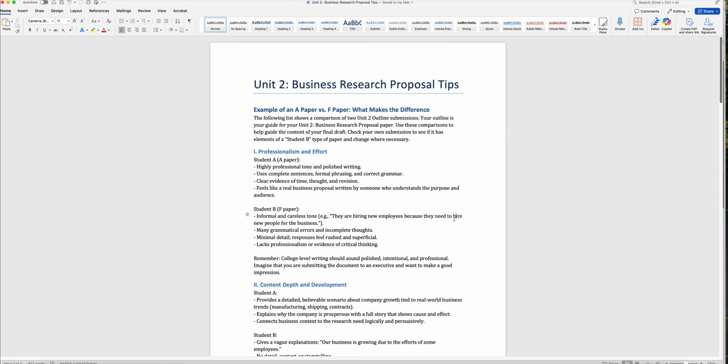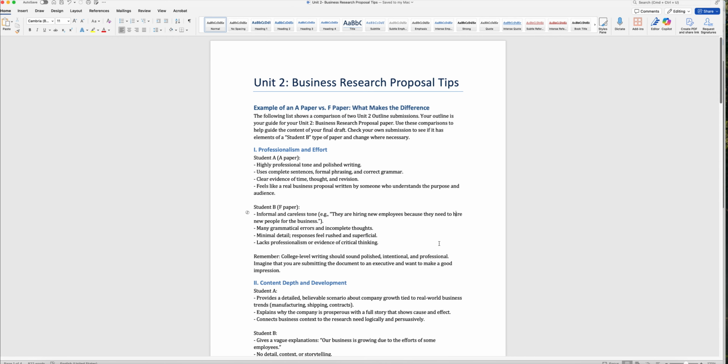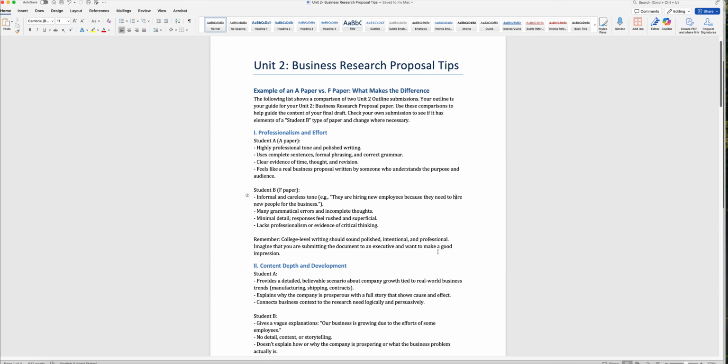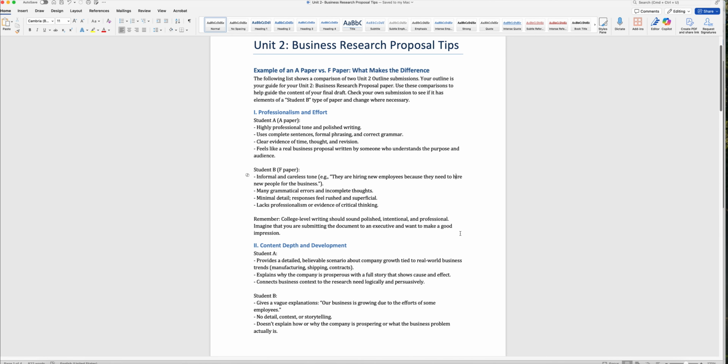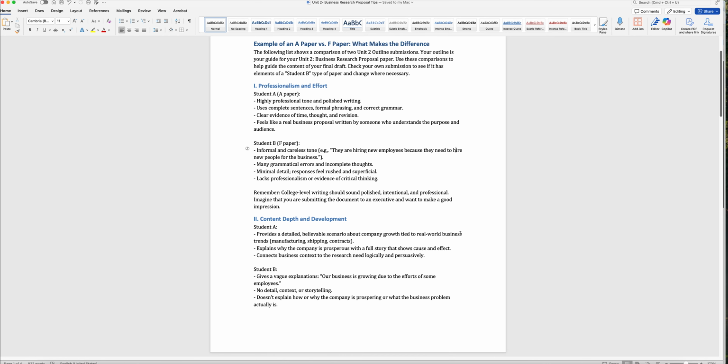So in order to come up with this list, I compared an A paper with a not so great paper. And I will not show you an example of a not so great paper because I don't want to harm anyone or embarrass anyone or anything like that. But I did go through and I just made a list of things that the A paper had and the not so great paper had. And I will post this list in Canvas as well so you can check it out.